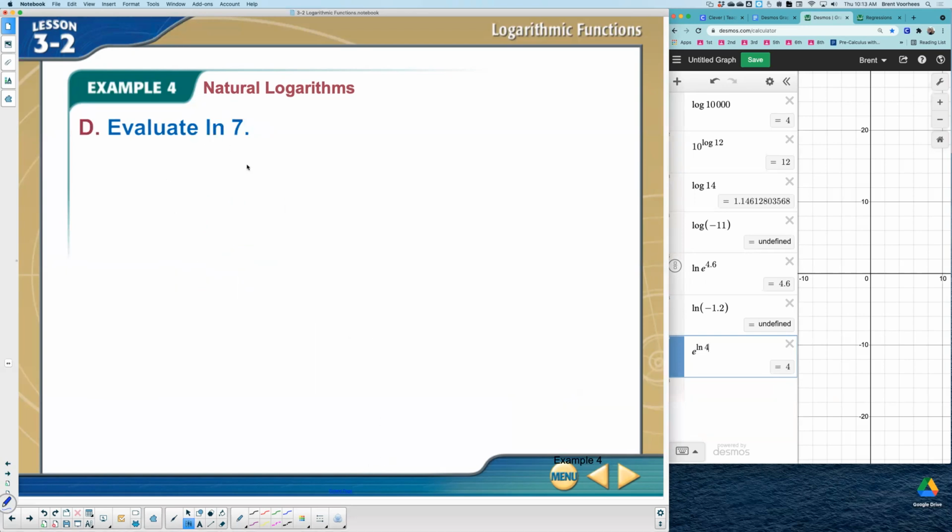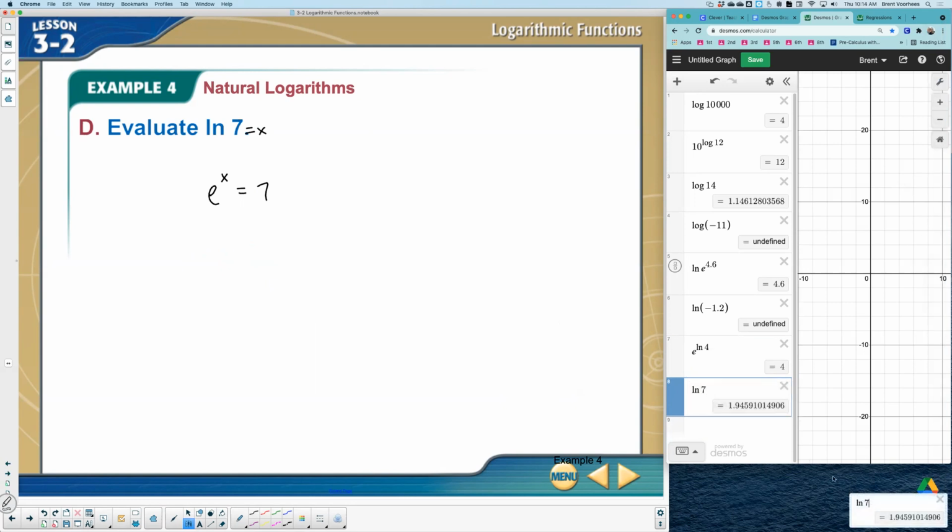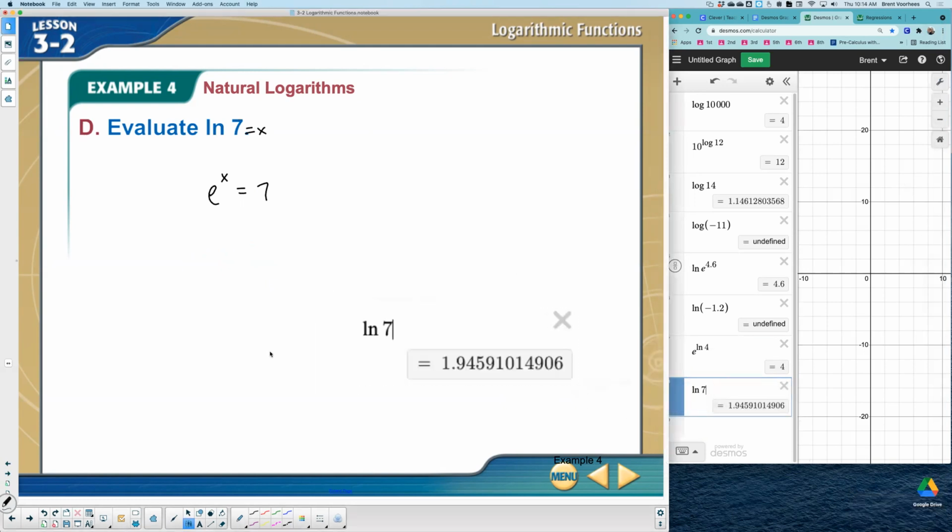And finally, here's one just for the calculator. Do you remember what e is as a number? If you round it, 2.72. We're saying e to the power of x equals 7. 2.72 going into 7, I had no idea. So let's just type that one in. Natural log of 7. So here the answer would be, to the nearest hundredth, 1.95.